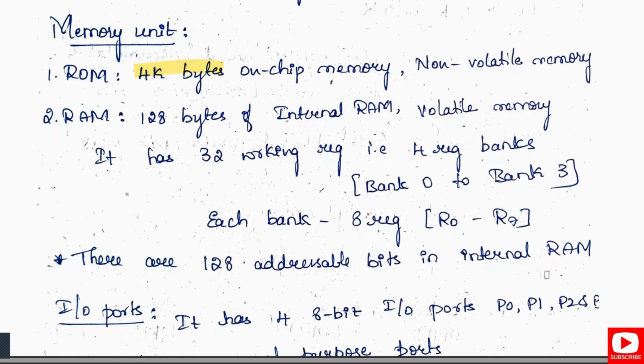Non-volatile memory: this is ROM. RAM is 128 bytes of internal RAM, volatile memory. It has 32 working registers, that is 4 register banks, as I said, bank 0 to bank 3. Each bank has 8 registers, that is R0 to R7. So there are 128 addressable bits in the internal RAM.